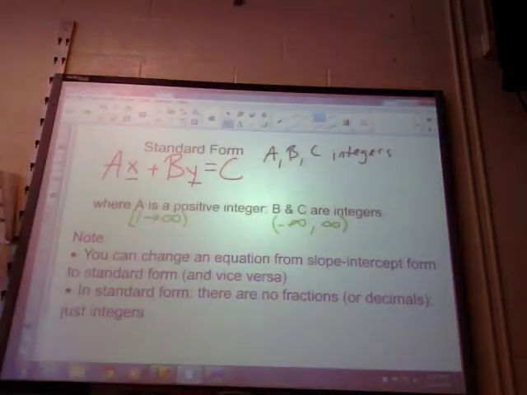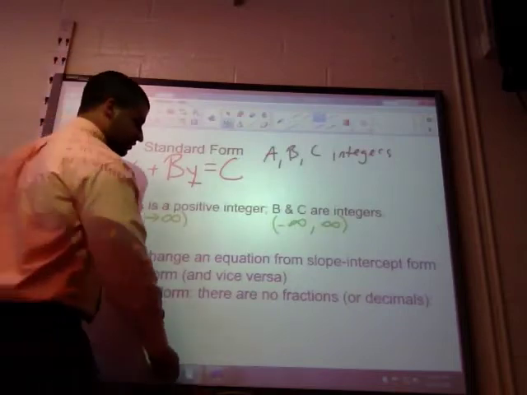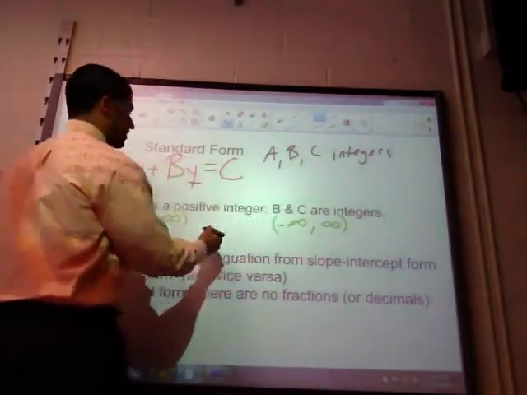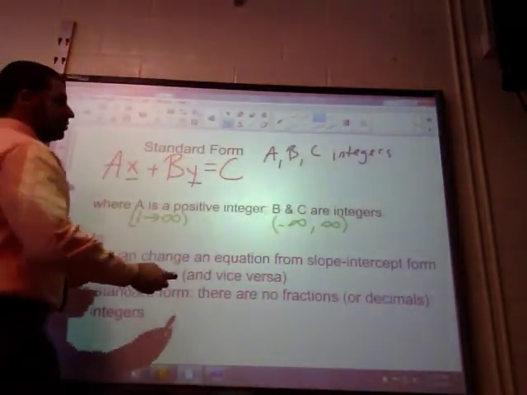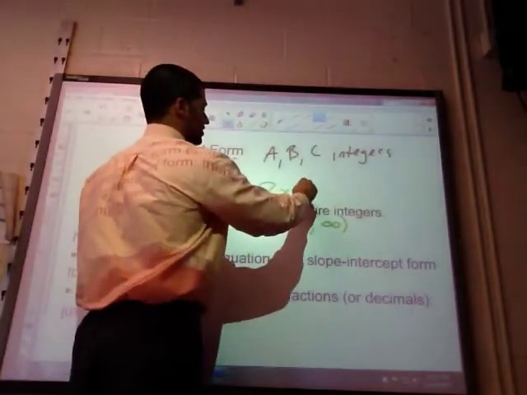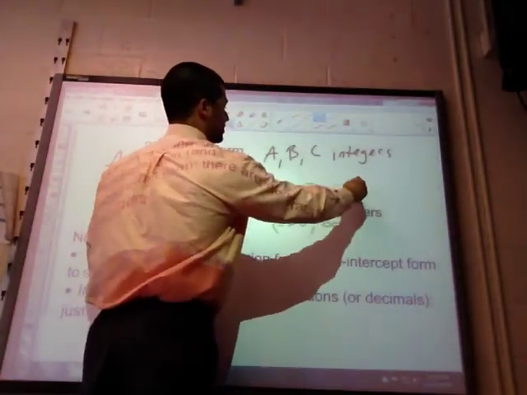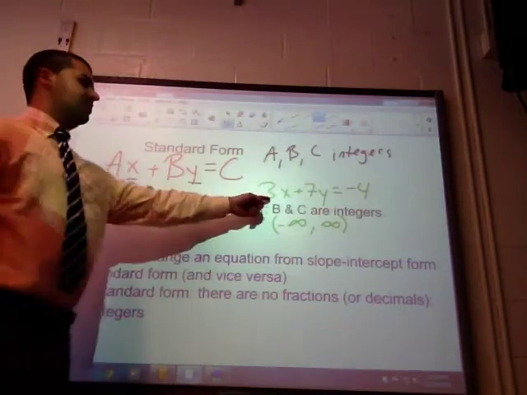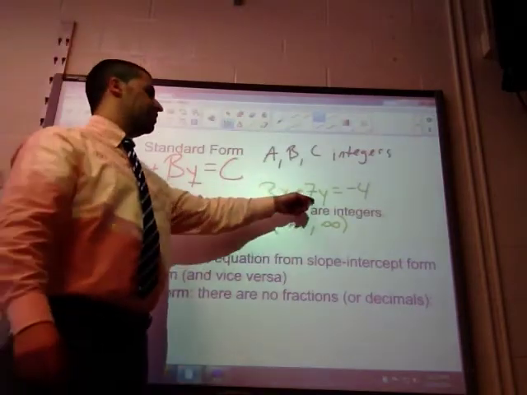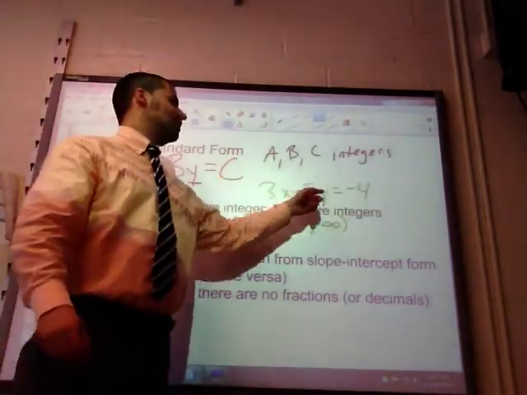That's just an idea of interval notation to show you what they could be. So, an example of standard form could be like 3x plus 7y equals -4. A must be positive, must be an integer. B must be an integer, C must be an integer. These can be either negative or positive.